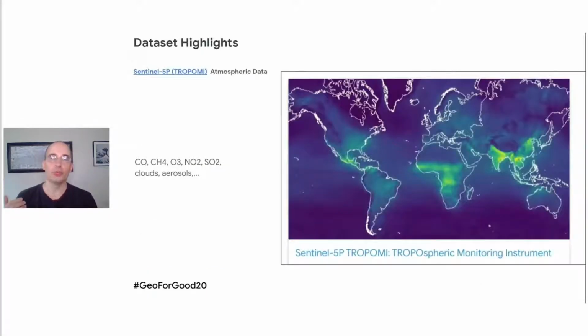And to continue with the Copernicus Sentinel constellation, we have Sentinel-5P. It carries the TROPOMI instrument, which measures the concentration of various gases in the atmosphere. And so you can see a daily record of gases like CO, methane, ozone, and so on, as well as the location of clouds and presence of aerosols.